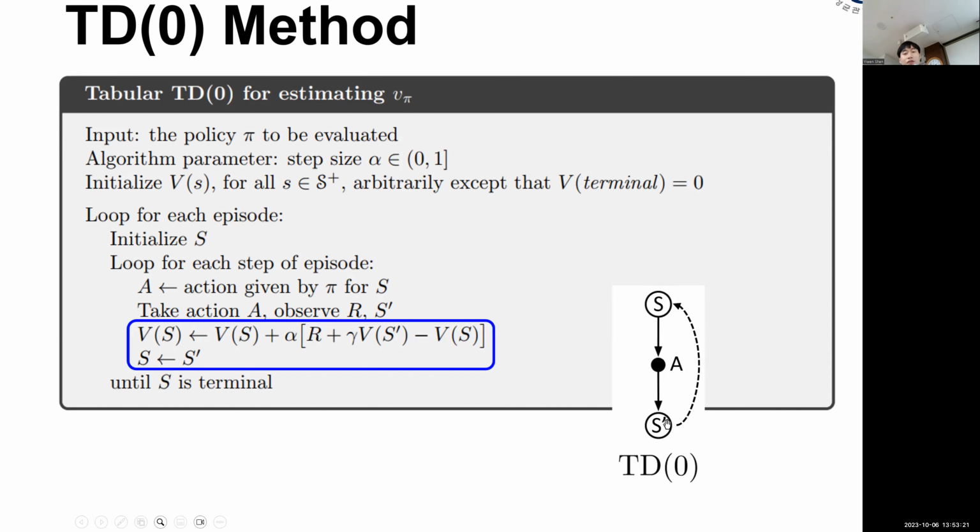Then we move on. Since we are now in S prime, we move to the next step, and then we can immediately update S prime again. Just update step by step. So this is the TD0 method.